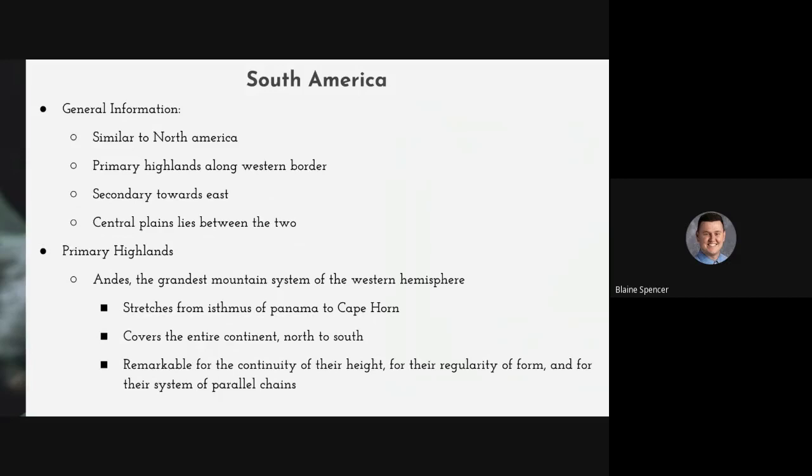We see that within the primary highlands, within the Andes mountain system, it is remarkable for the continuation of its height, for its regularity of form, and for its system of parallel chains. We see that there's a lot of uniqueness, but a huge amount of commonality. A lot of common factors, similar height, similar form, similar systems.